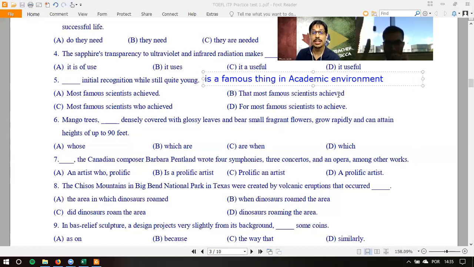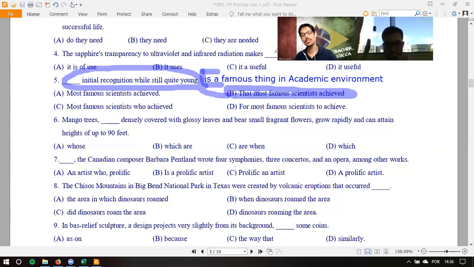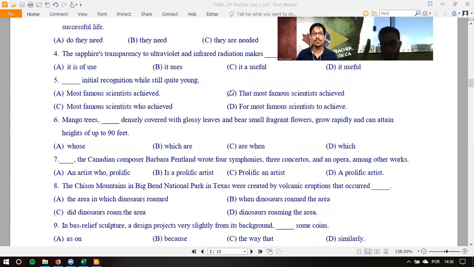That most scientists achieved initial recognition while still quite young is a famous thing in academic environment. So this here would be part of the subject for this sentence. All of this would be a subject for another sentence. If you don't have a following sentence, then you get this meaning incomplete. Now we have letter A and letter C, and one of them is really the correct one.